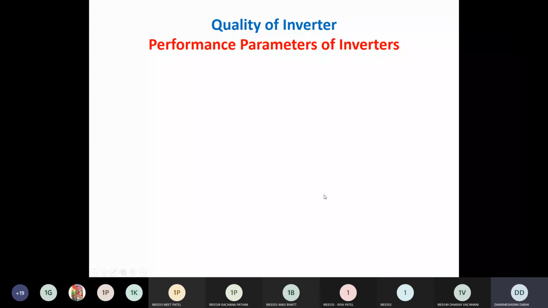So in the next lecture we'll start a new topic, quality of power, which indicates the performance parameters of inverters. So we discuss the different performance parameters, which show what the quality of your inverters is. Okay. So up to this, I am ending this lecture. If you have any doubt, please ask the question. Otherwise, we stop this lecture here. Is there any doubt to anyone?